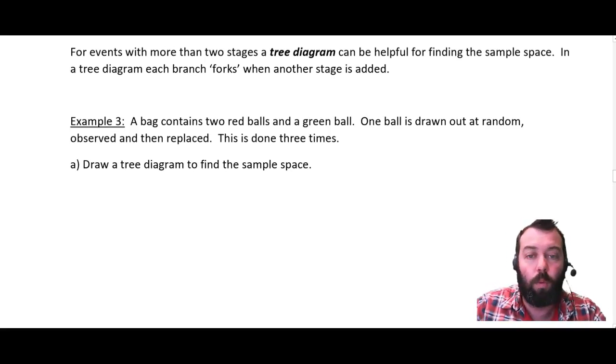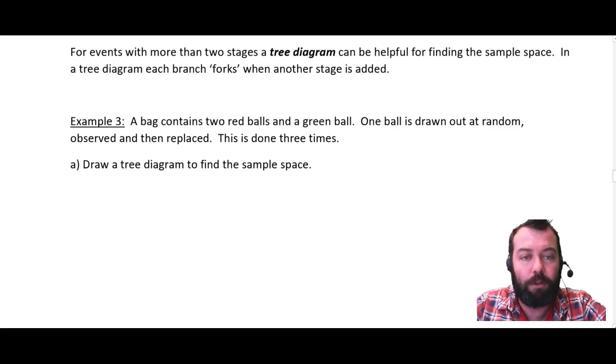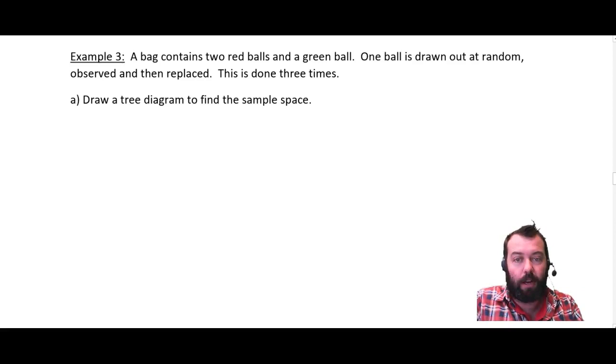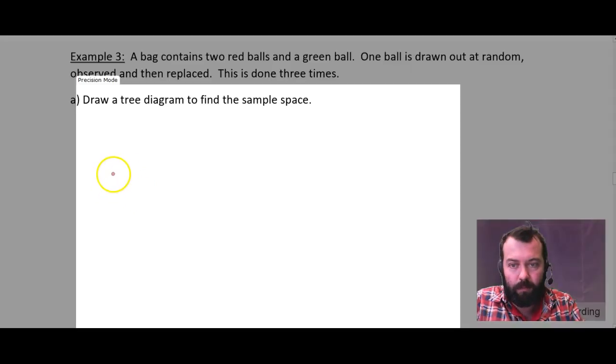Now, I've got a bag here with 2 red balls and a green ball. I draw 1 ball out at random, have a look at it, and then put it back. I do that 3 times altogether. So now we want to draw a tree diagram to find the sample space. So what happens is, to begin with, at my first stage, there are 3 things that could happen. We draw it like this. It could be red, it could be red, or it could be green.